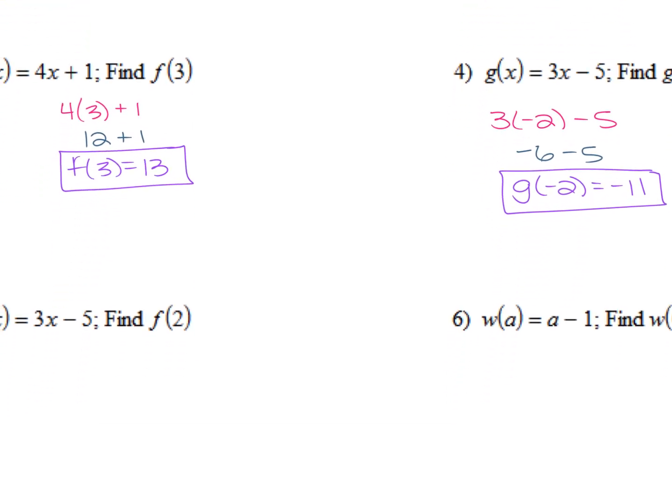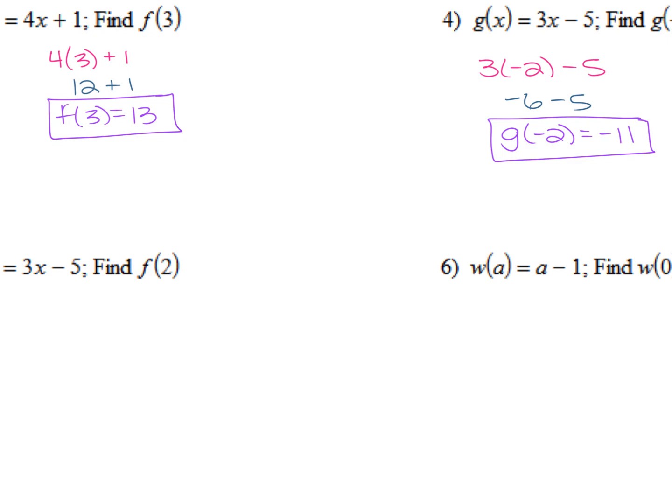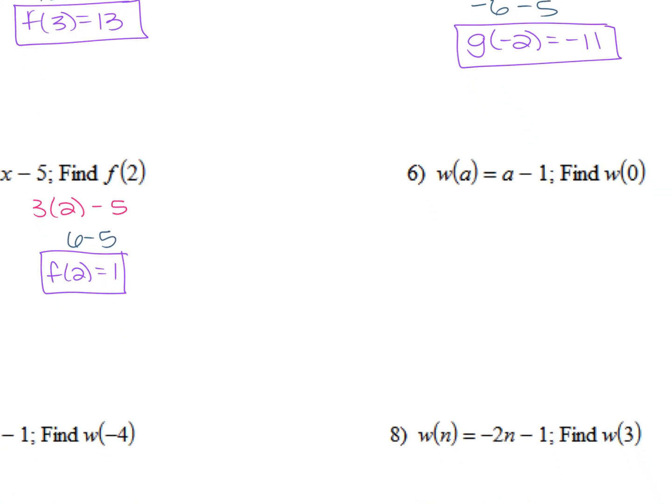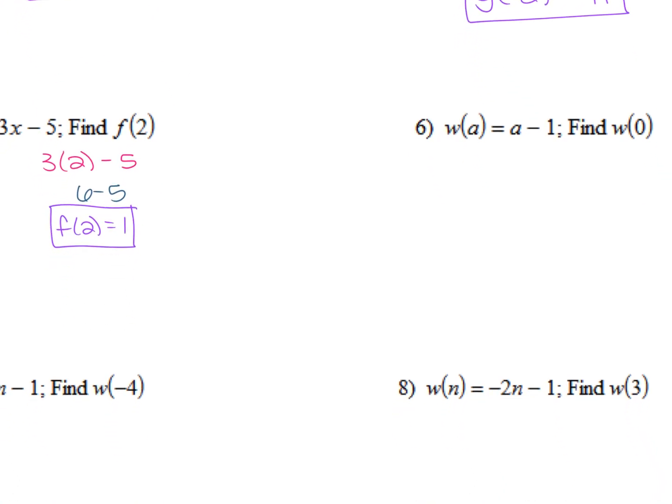For 5, we have f of x is equal to 3x minus 5. We're finding f of 2. So it's going to give us 3 times 2 minus 5. The 3 times 2 is 6. Minus 5 is 1. So f of 2 is equal to 1. For number 6, we have w of a is equal to a minus 1. We're finding w of 0. So that's just going to give us 0 minus 1, which is negative 1. So w of 0 is equal to negative 1.